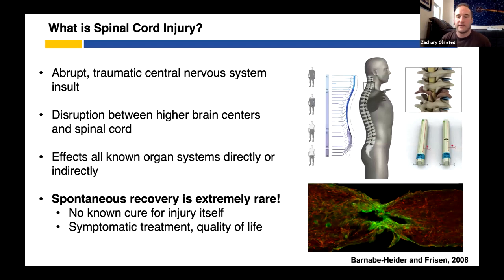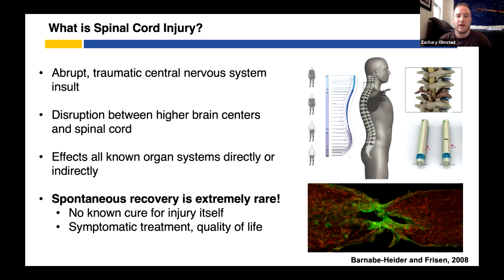So what is spinal cord injury? This is an abrupt and traumatic injury directly to the central nervous system in the spinal canal. If you sever the axons that connect the peripheral body with the brain, you disrupt the conduction and the information flow between the brain's higher centers and the rest of the body. And since the nervous system wires all other organ systems in the body, this will have a direct or an indirect effect on all organ systems. Because of the non-regenerative nature of the central nervous system, spontaneous recovery is extremely rare. So there's no known cure for spinal cord injury.